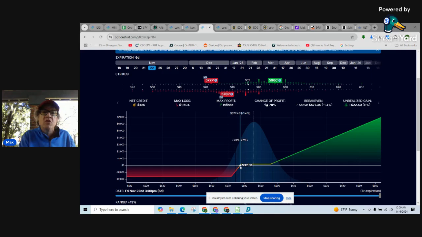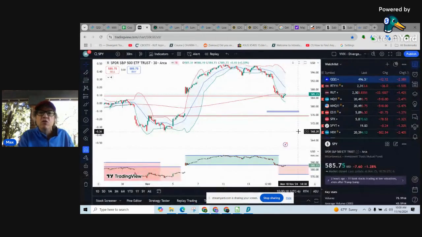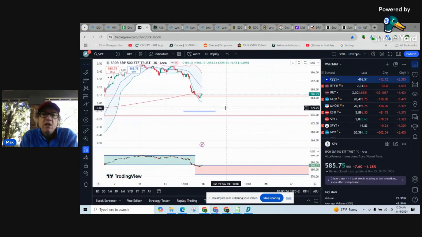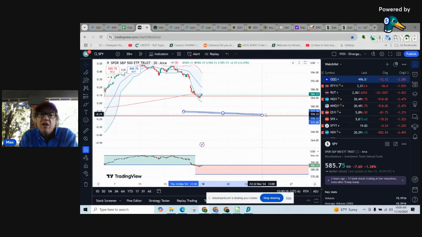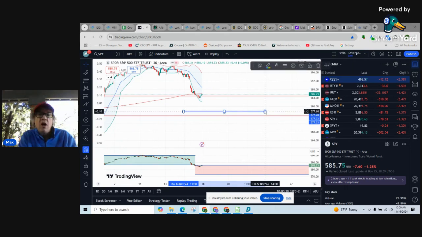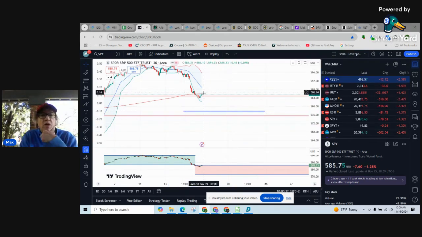So 1.4% is 577. Let's see what that looks like graphically for those of you guys. Oh yeah, I put it on here already. So unless the SPY drops under that line, let's pull the line out to Friday. Let's see what we're really betting. All right, that's the bet. We want to keep this chart above this line between now and Friday. We get to keep the credit, which is like a 20% winner in 5 days.